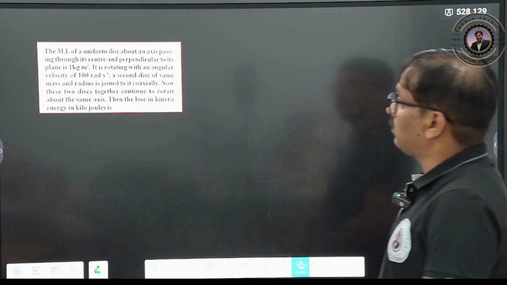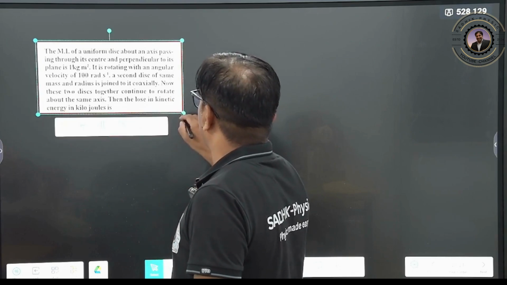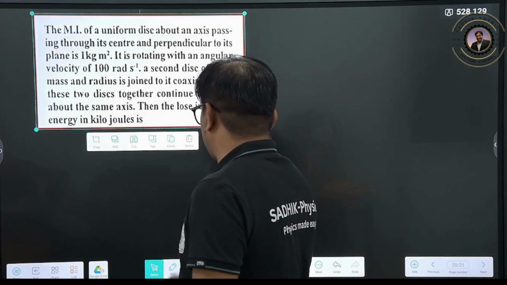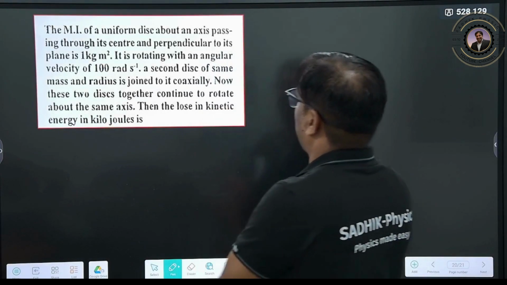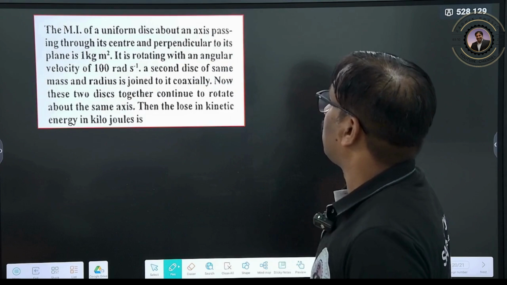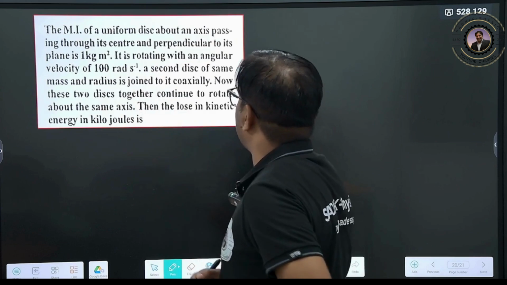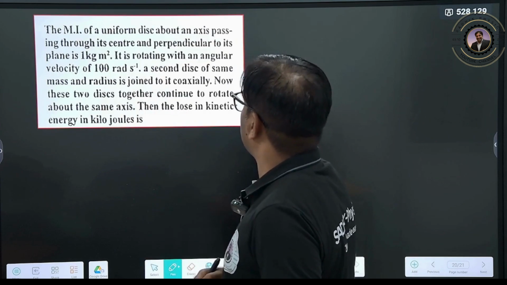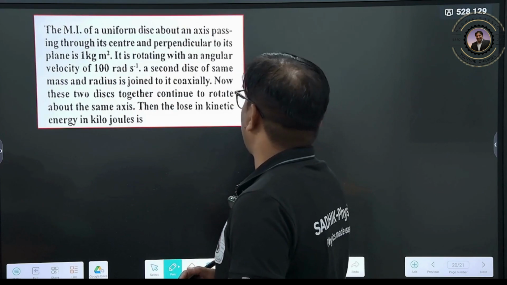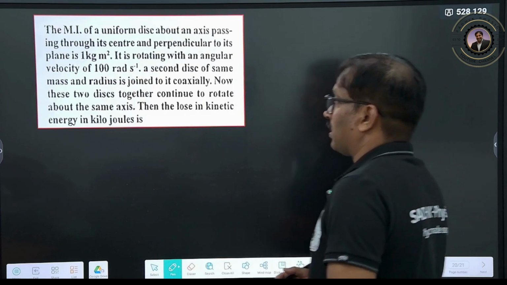Let us do one more question. So very simple one. Here the moment of inertia of a disc, about an axis passing through the center and perpendicular to the plane, is 1. It is rotating with an angular velocity of 100, and a second disc of the same mass and radius is joined coaxially, and these two discs together continue to rotate about the same axis. Find the loss of kinetic energy in kilojoules.